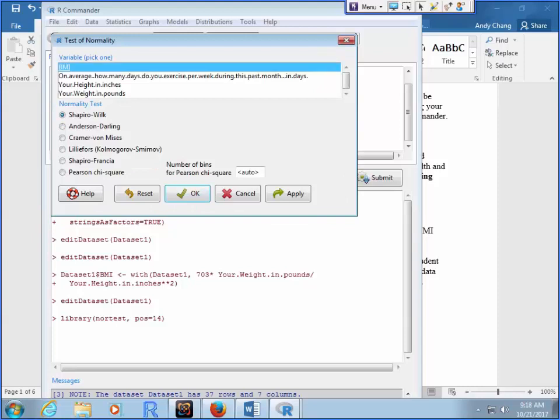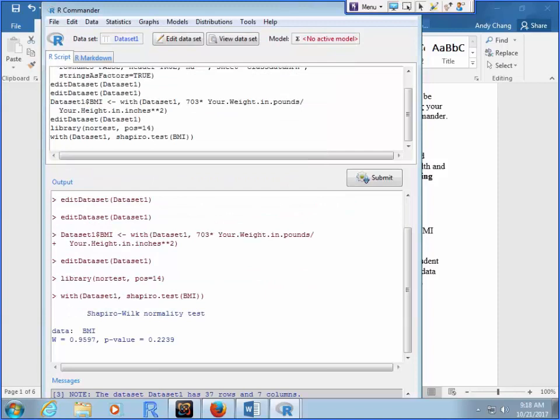Oh, I'm sorry, I didn't check the BMI. Click OK. And you got the p-value of 0.2, which is higher than 0.05. In testing normality, the null hypothesis is that the distribution is no different from normal, or it's likely normal. But your p-value is very large, so don't reject that. That means you can accept the normality assumption.